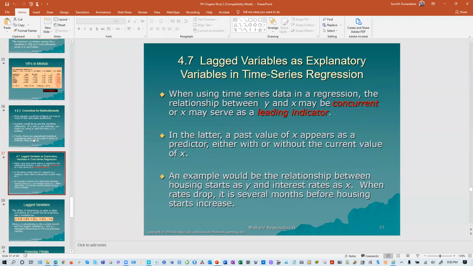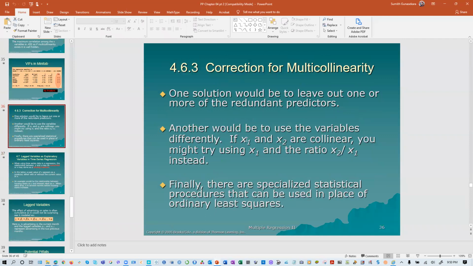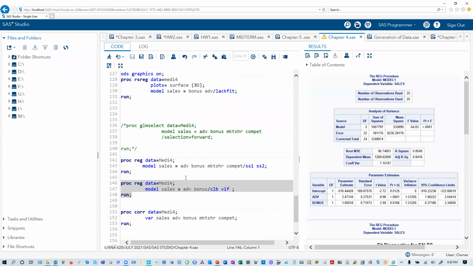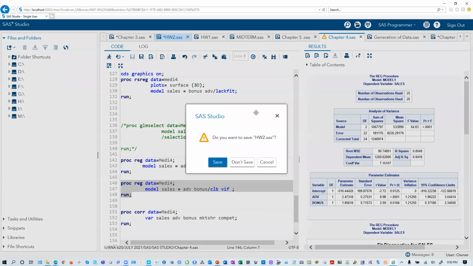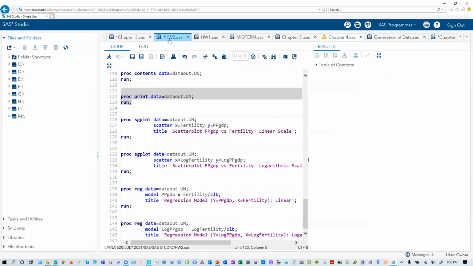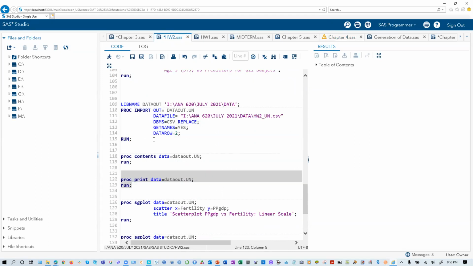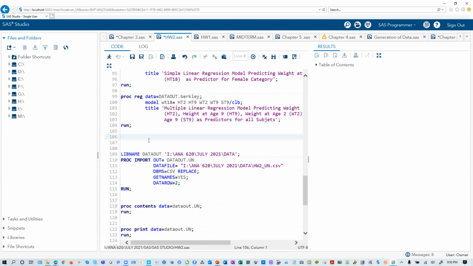Lag variable, I think, is time series. If time permits, we're going to get into the time series part later on. Overall, put together, we're going to tackle multicollinearity again. Put that aside for the time being, because we have to answer that midterm and then homework 2. So for homework 2, we came up to this point.